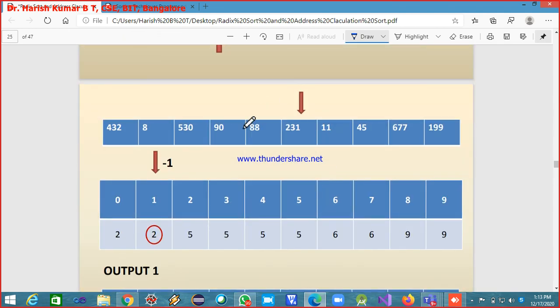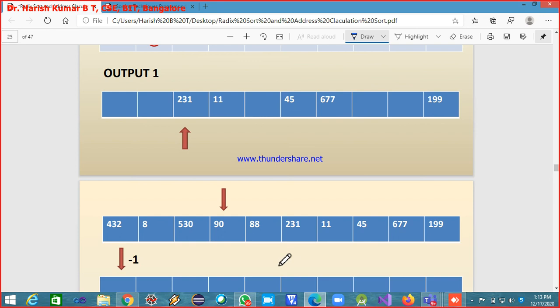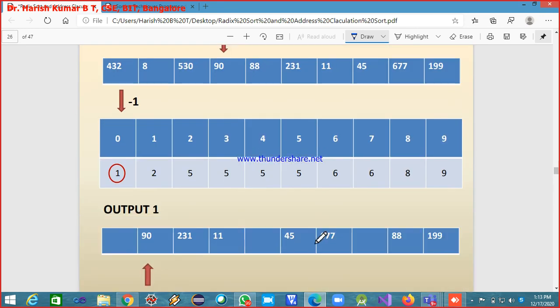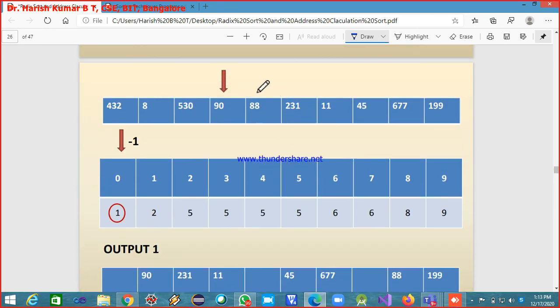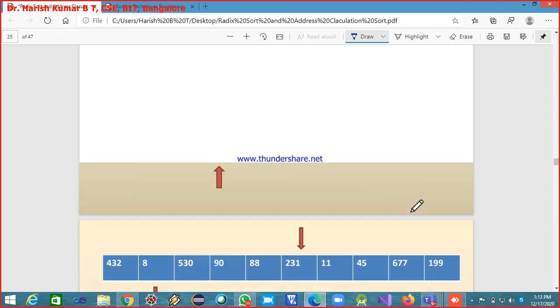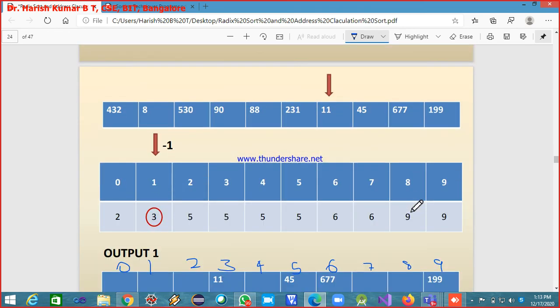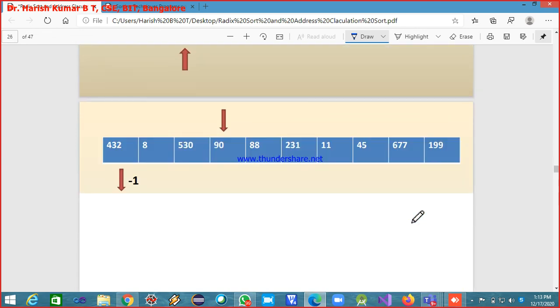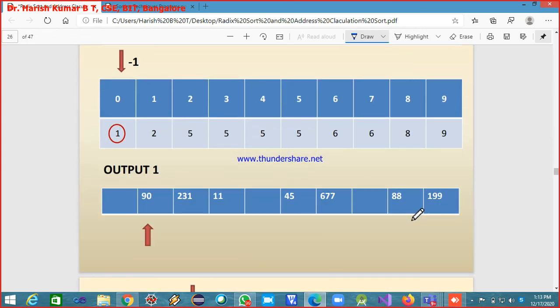Next, after 231, the next is 88. I've already written 88; I've skipped one step here. Now 88, you tell me where 88 will go. The digit is 8 here, so it matches with this, and the cumulative count is also 8. So for 8 you have to decrease it by 1. I think it's already done. The original cumulative count of 8 was 9. So 9 minus 1 becomes 8. You can see 88 has taken position 8. This is the 9th position, and this is the 8th position.